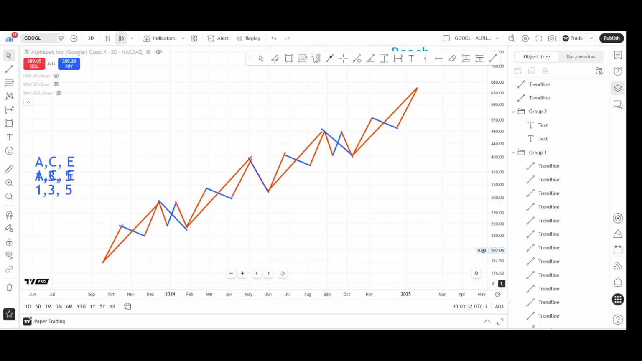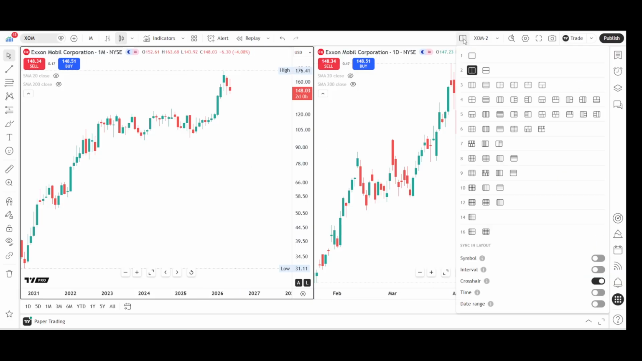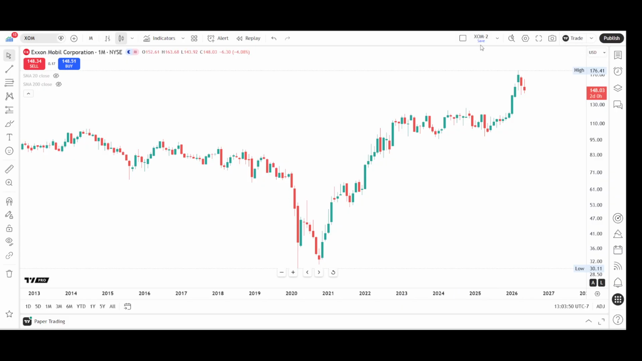Okay, let's see. Here's XOM. This is ExxonMobil. Now, currently, ExxonMobil is set up in a 2-chart scenario. And if you wanted to get rid of that, you go up here and you click on this little button right here, go to 1, and then you can hit save. And now I'm back to 1 chart.